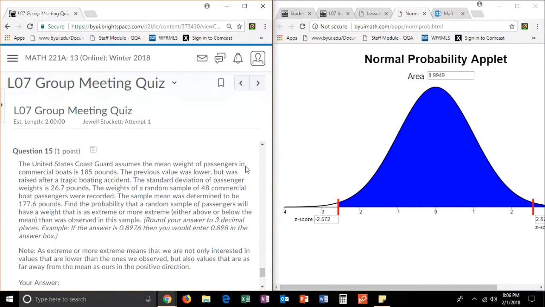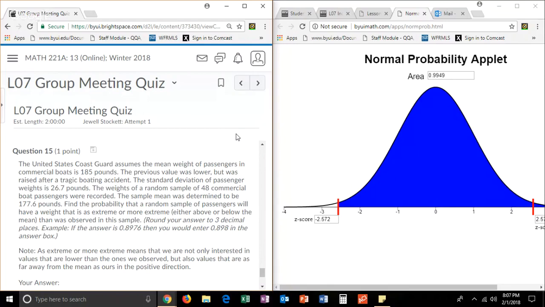The United States Coast Guard assumes that the mean weight of passengers is 185. The previous value was lower, but was raised after a tragic boating accident. The standard deviation of passenger weights is 26.7. A random sample of 48 were recorded, so I'm guessing that's n equals 48. That's fairly large. I don't know if we'll need that information, but it's large. The sample mean is 177.6.